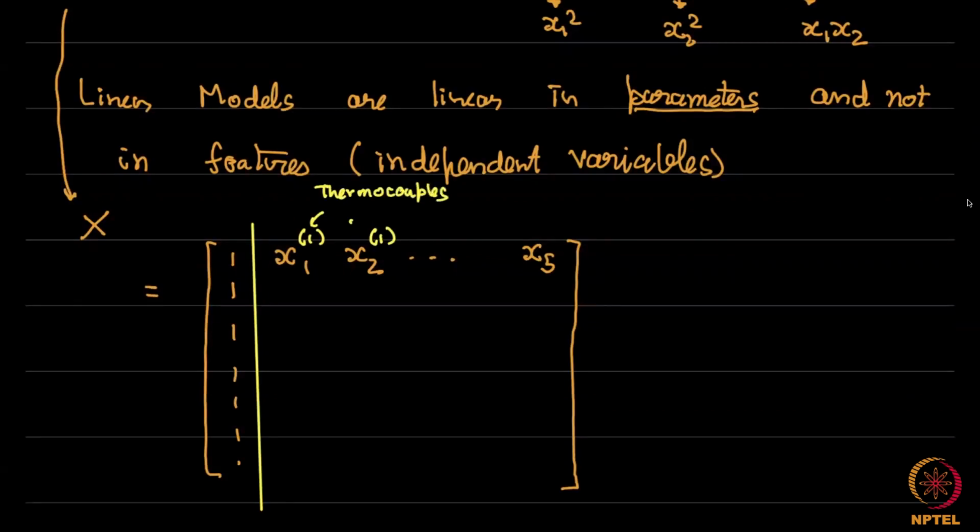Remember, each one of these corresponds to the thermocouples. The superscript corresponds to the location of the thermocouple, and the subscript here corresponds to our Excel sheet entry. The first two are simply the x location and the y location. The third one would be, as we already know, x3 was x1 square. It is the square of the location. x4 is the square of the y location, and x5 is x location into y location. And then w is w0, w1 through w5.